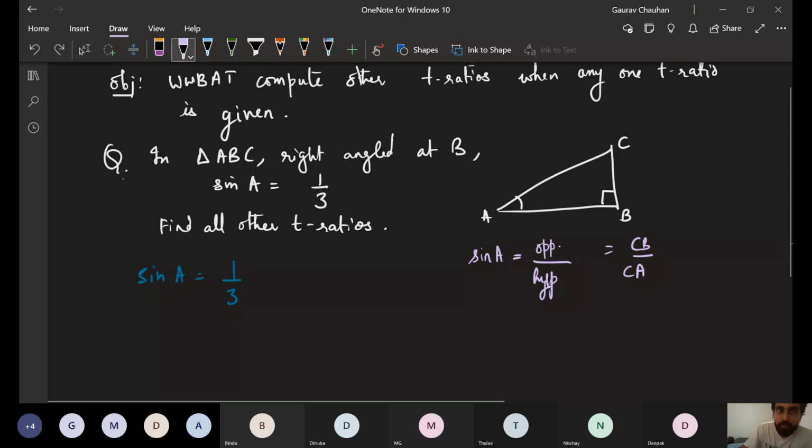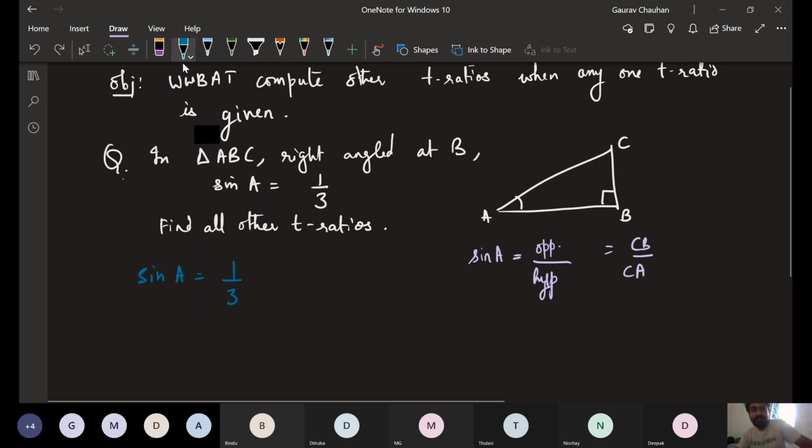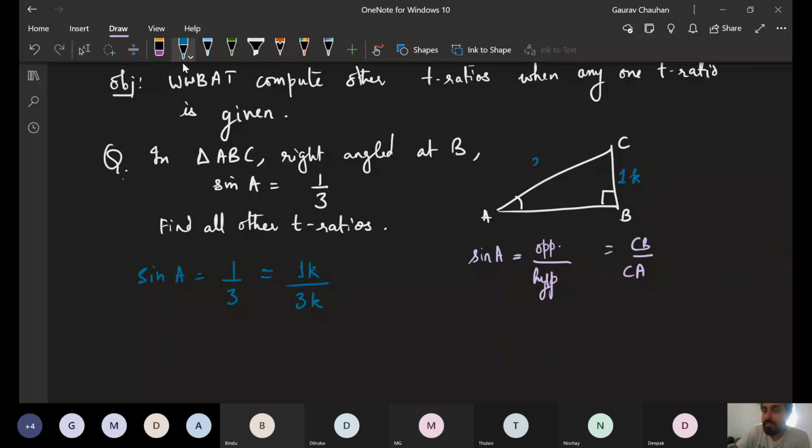Okay. So right now, what this actually means is, can I write this as 1k by 3k? K is any number. K is any constant which was a common factor in the numerator and also the denominator. Can I write CB was 1k and CA was 3k? Well, let's not write k. You will think it's kilo. Let's use a different letter.